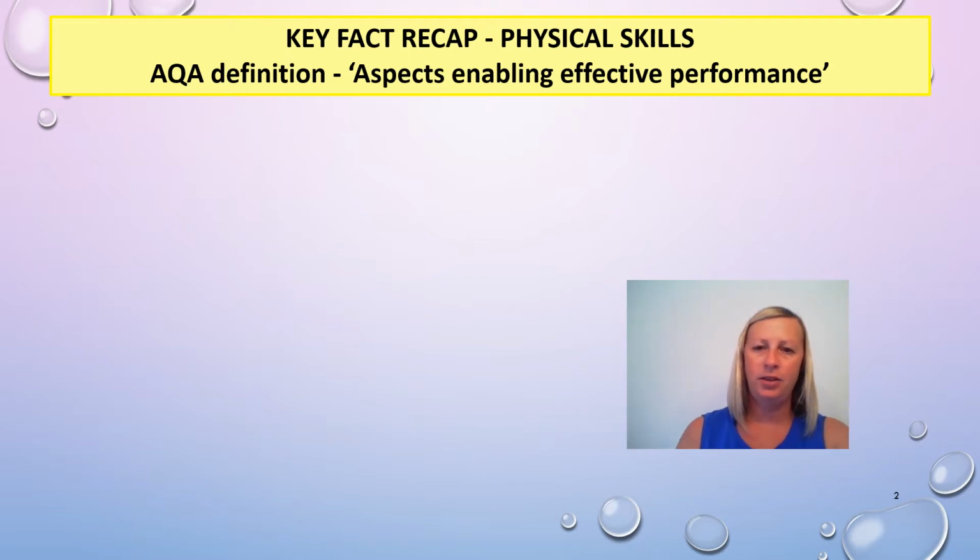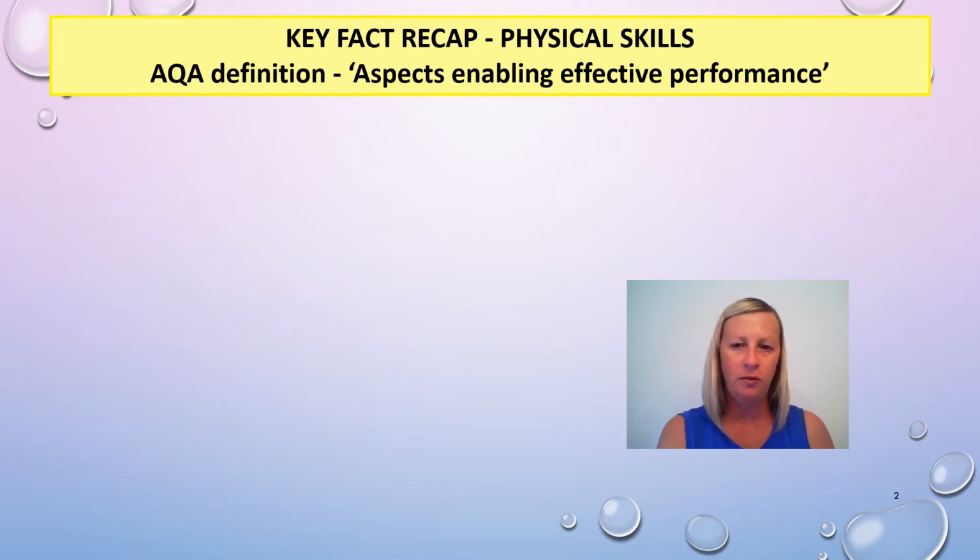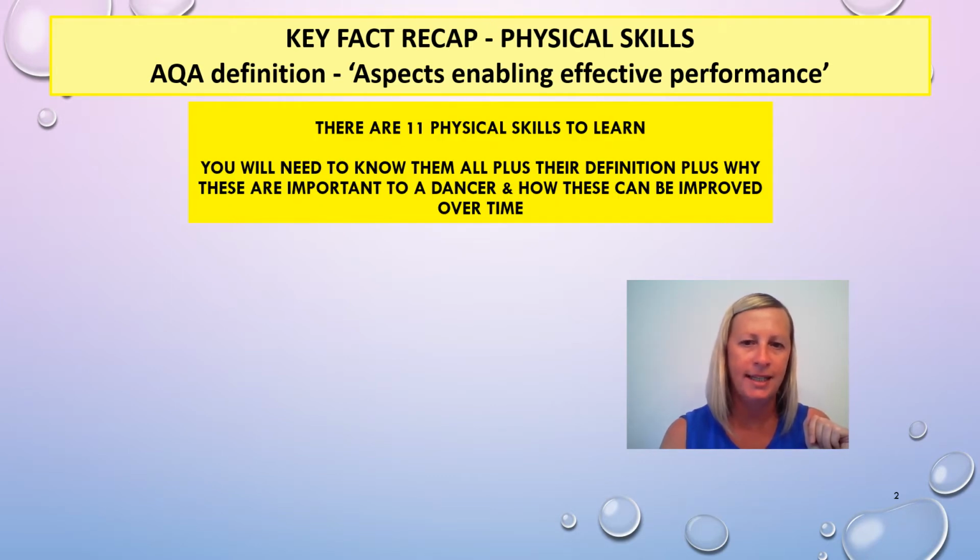Okay, so just to recap last week's physical skills. We know the definition is aspects enabling effective performance, and you should first of all be able to tell me how many skills there are in physical skills, guys. And now what I want you to do is name them. So 11 physical skills, go. When you're ready, so I would pause here. When you're ready, press play for the answers.